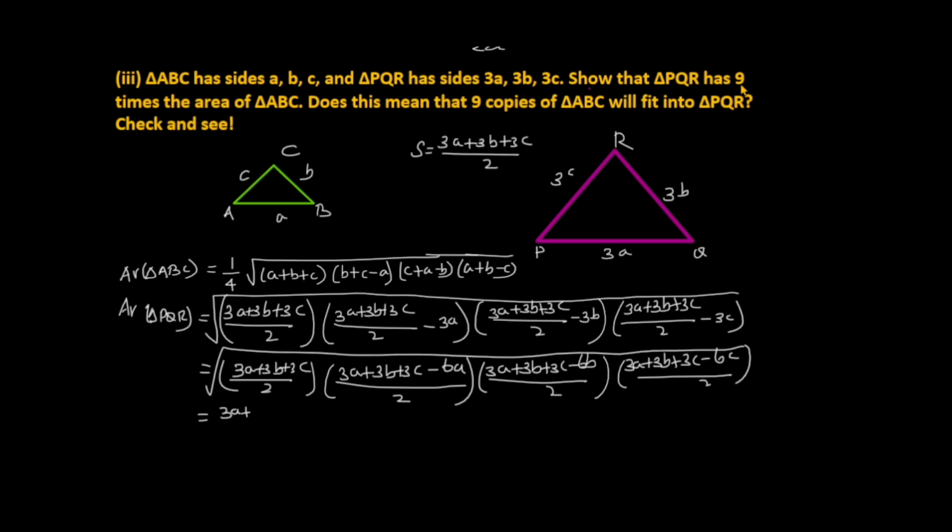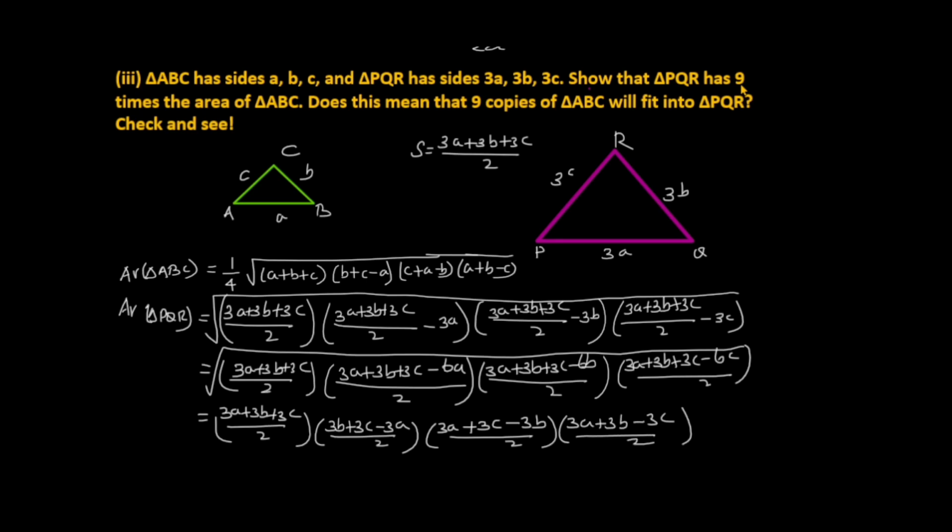Here 3A plus 3B plus 3C by 2. Then 3A minus 6A we get minus 3A, so 3B plus 3C minus 3A by 2. Then 3B minus 6B we get minus 3B, so 3A plus 3C minus 3B by 2. Next 3C minus 6C is minus 3C, so 3A plus 3B minus 3C by 2 under the root.